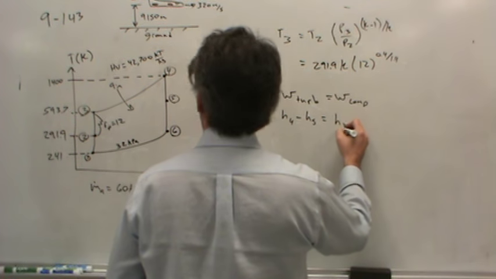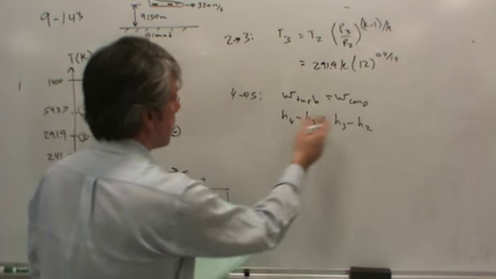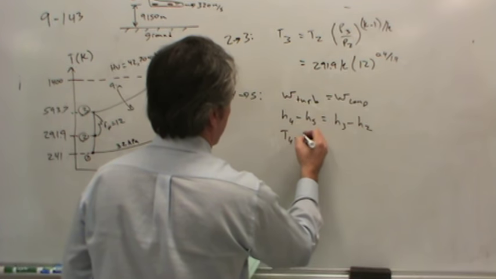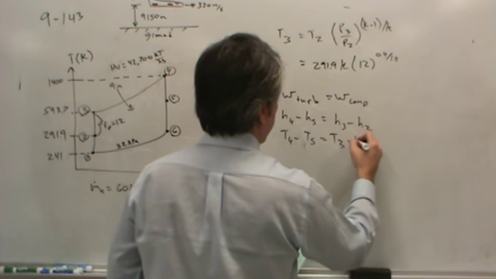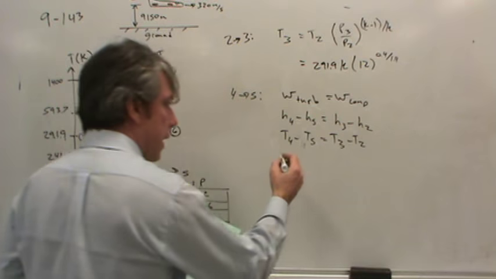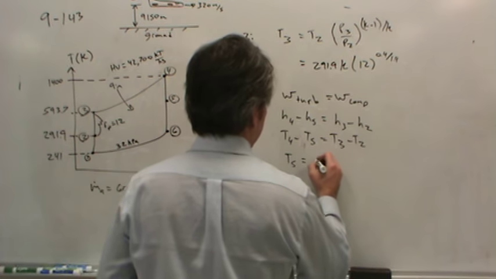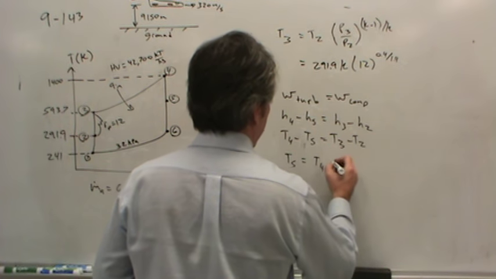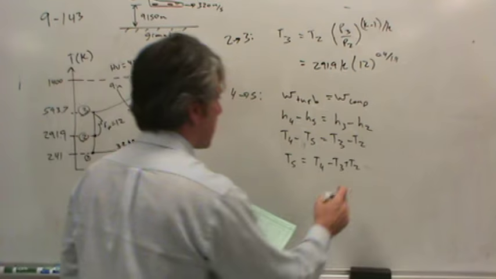And what that means is that the enthalpy drop across the turbine is equal to the enthalpy rise across the compressor, H3 minus H2. But we can do a Cp delta T type of thing here to get rid of these H's and say T4 minus T5 is T3 minus T2. This allows us to solve for T5. T5 then is equal to T4 minus T3 plus T2. That is T5. Okay?